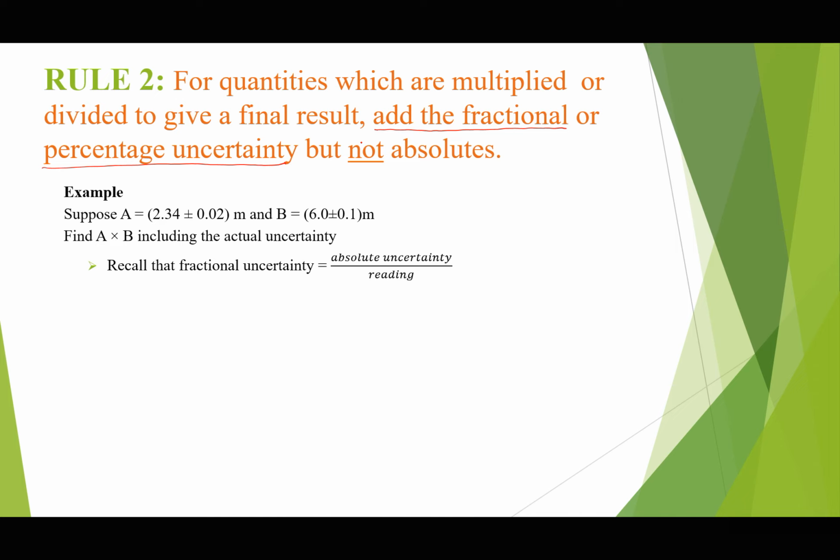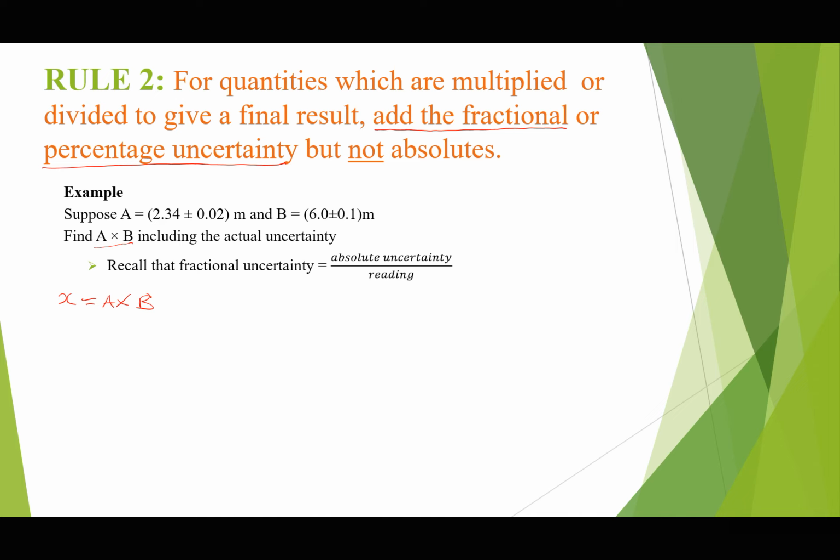Remember, a fractional uncertainty is the absolute uncertainty divided by the true value or the actual value in the given expression. Let's see an example. We have to find A times B and include its uncertainty. For simplicity, let's call it a quantity X. Let's say X is equal to A times B, so that it is easier for us to understand. The rule says when you are dealing with multiplication or division, all you do is add the fractional or percentage uncertainties.